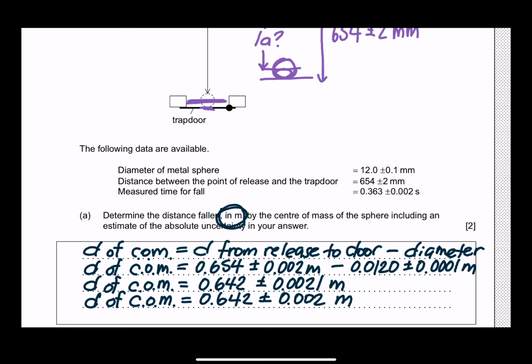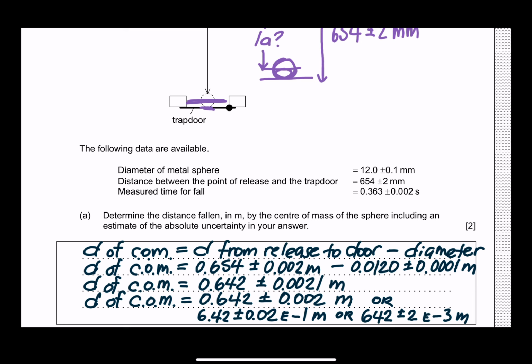You can also write that in scientific notation. Hold on a second. No, scratch that. Let me just write it. Other ways of writing it: 6.42 plus or minus 0.002 times 10 to the negative 1 meters, or 642 plus or minus 2 times 10 to the negative 3 meters. Anyway, let's move on. Oh, one other thing.